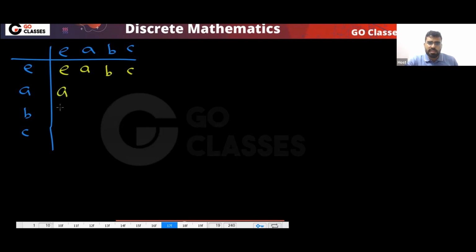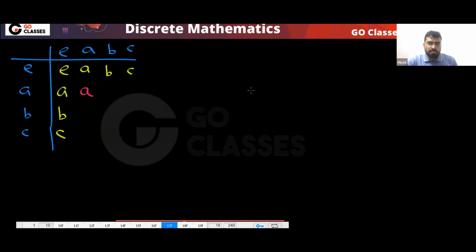There is no choice in the first column, right? Yellow color means there is no choice. Now here I have a choice. At this point I have a choice. So let me put A here.